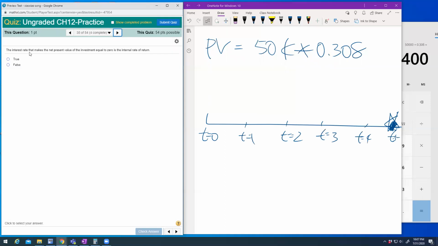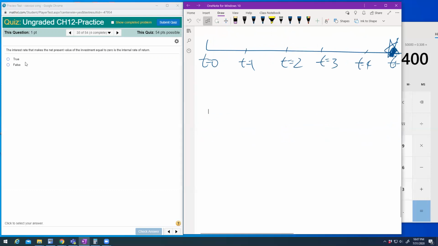Next one, the interest rate that makes the net present value equals to 0 is the... so we said the RRR is the rate that makes your NPV equals to 0. Very good job.